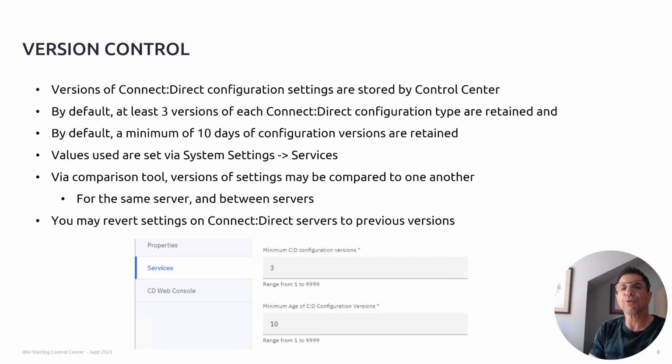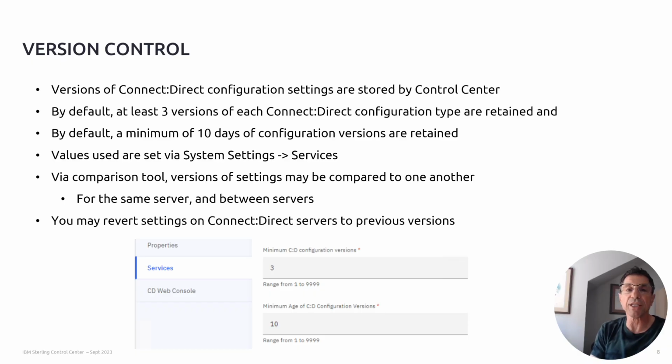So Control Center keeps versions of all these Connect Direct configuration settings that it sees, and these versions are stored in a Control Center database table. By default, at least 3 versions of each Connect Direct configuration type is saved, and that setting works in conjunction with one other where you tell it the minimum number of days of configuration settings to retain.